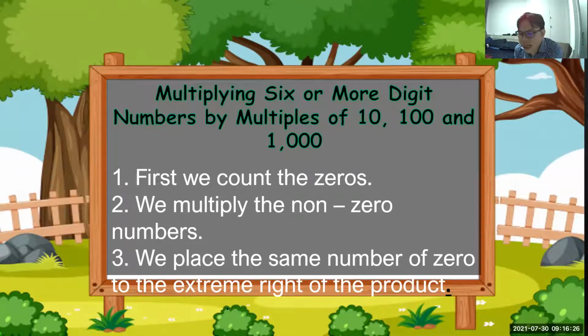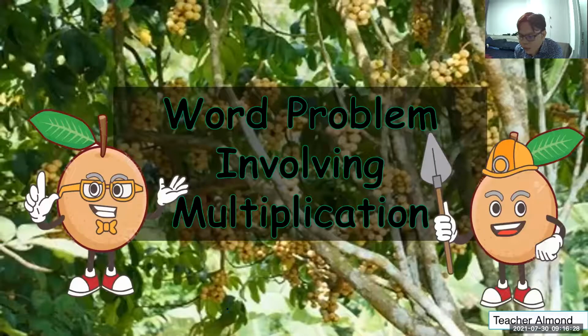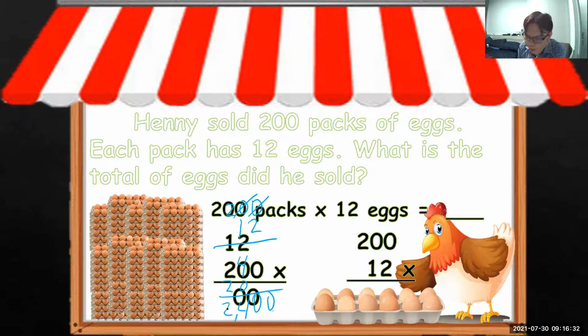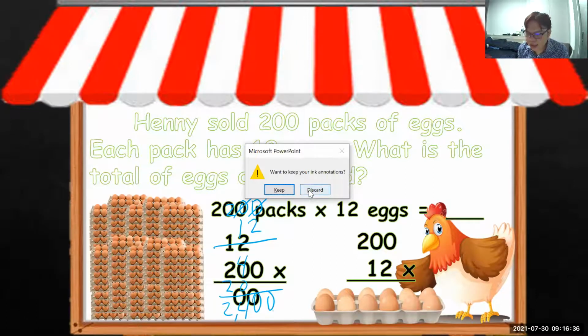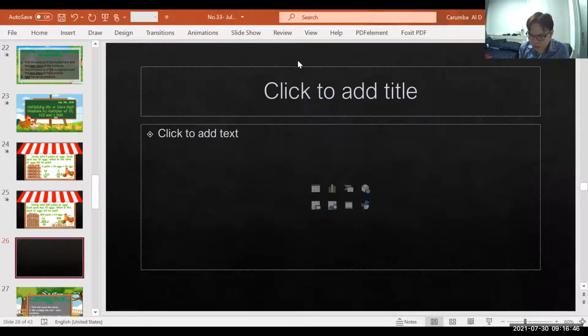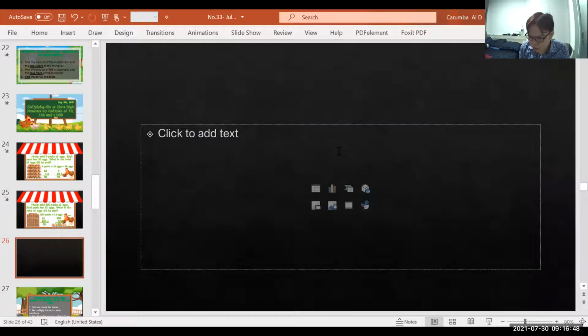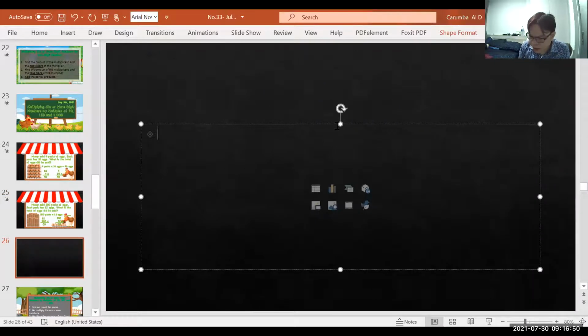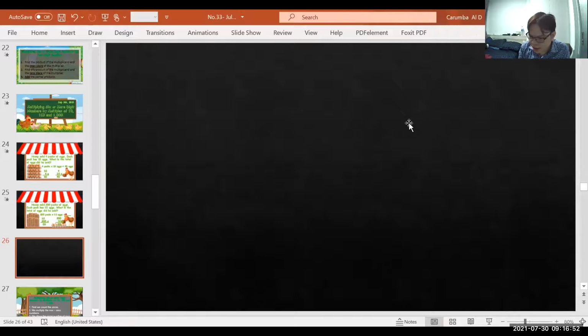Okay, now next we have the word problem. Okay, I will try one more. Let's try one more example for multiples of 10.